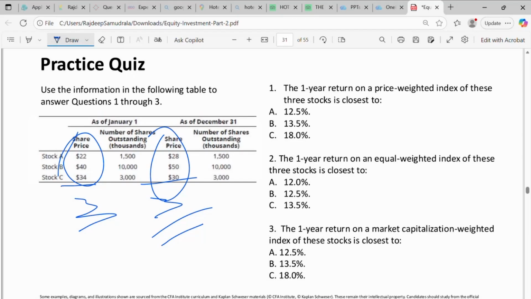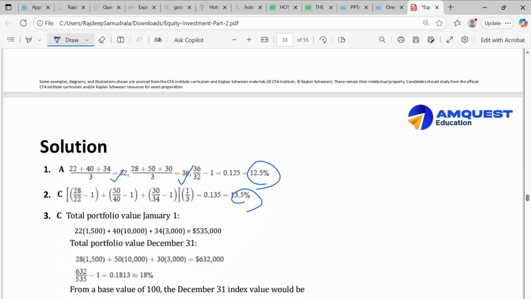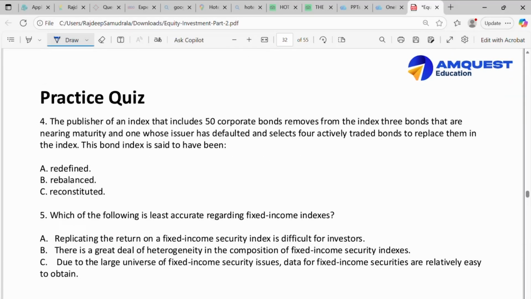20 to 28, it's 6 upon 22. 40 to 50 is 10 upon 40, 25%. 34 to 30 is 4 upon 34, closing. Let's do this. So basically, if you see the answer here, 13.5%, similar to point number 3. Okay, the market cap value.